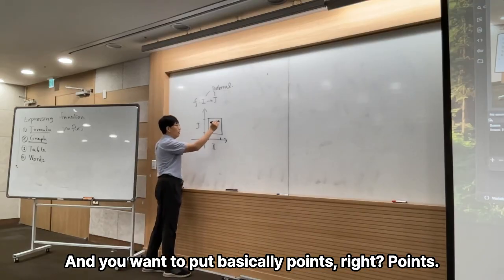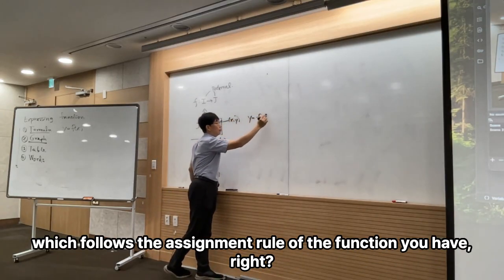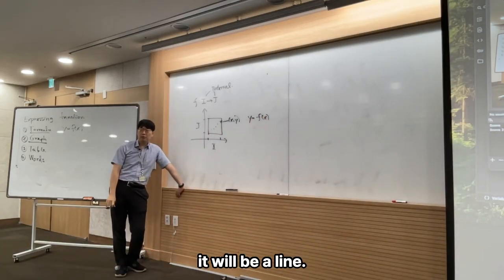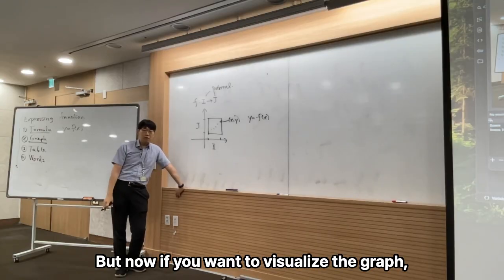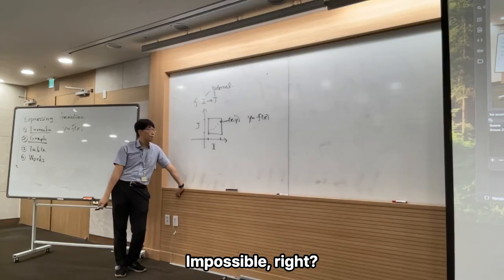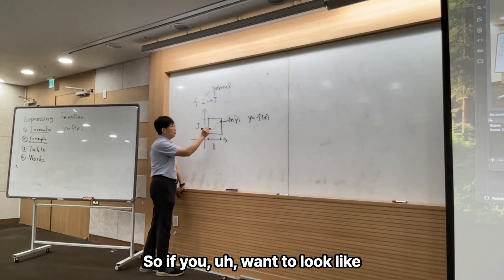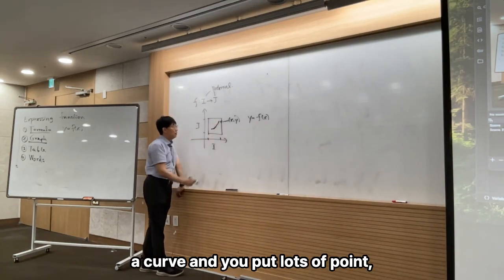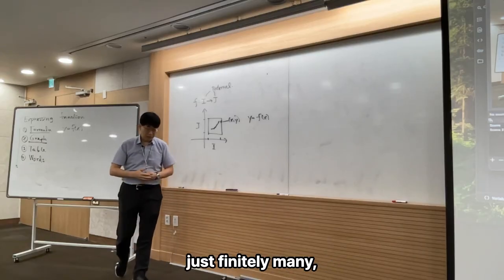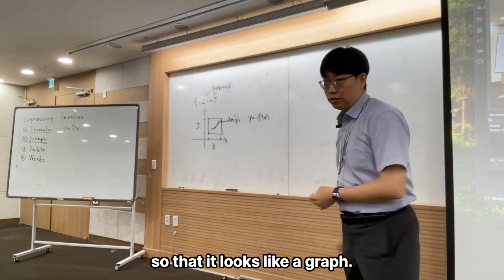So in this box, you want to put points, right? These points x, y follow the assignment rule of the function you have. When you connect all the points, it will be a line. But if you want to visualize the graph, you cannot put infinitely many points. Impossible, right? So what do you do? Connect points. If you want it to look like a curve, you put lots of points, not infinitely many, just finitely many, but not distinguishable by bare eyes, so that it looks like a graph.